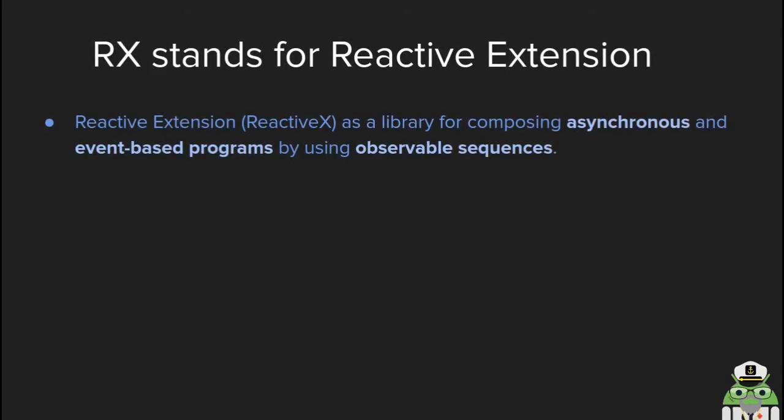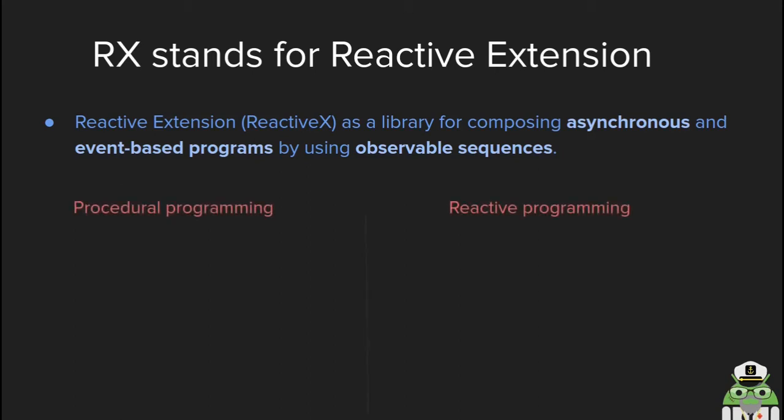Reactive Extension is a library for asynchronous and event-based programs that uses observable sequences internally. If you look at this definition, we have three main keywords: asynchronous, event-based program, and the observable sequence. We'll look at all three and try to understand what they mean. So let's understand this by an example.